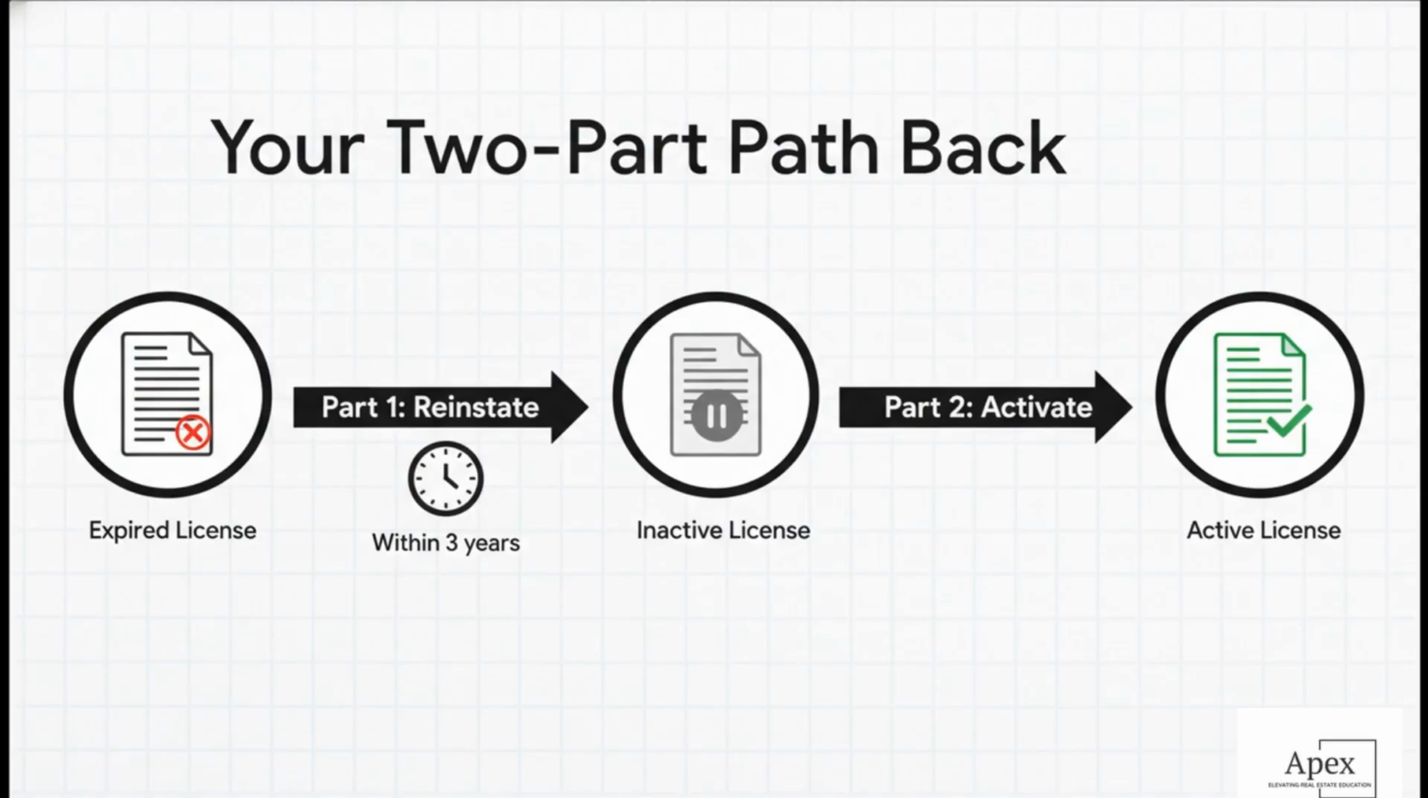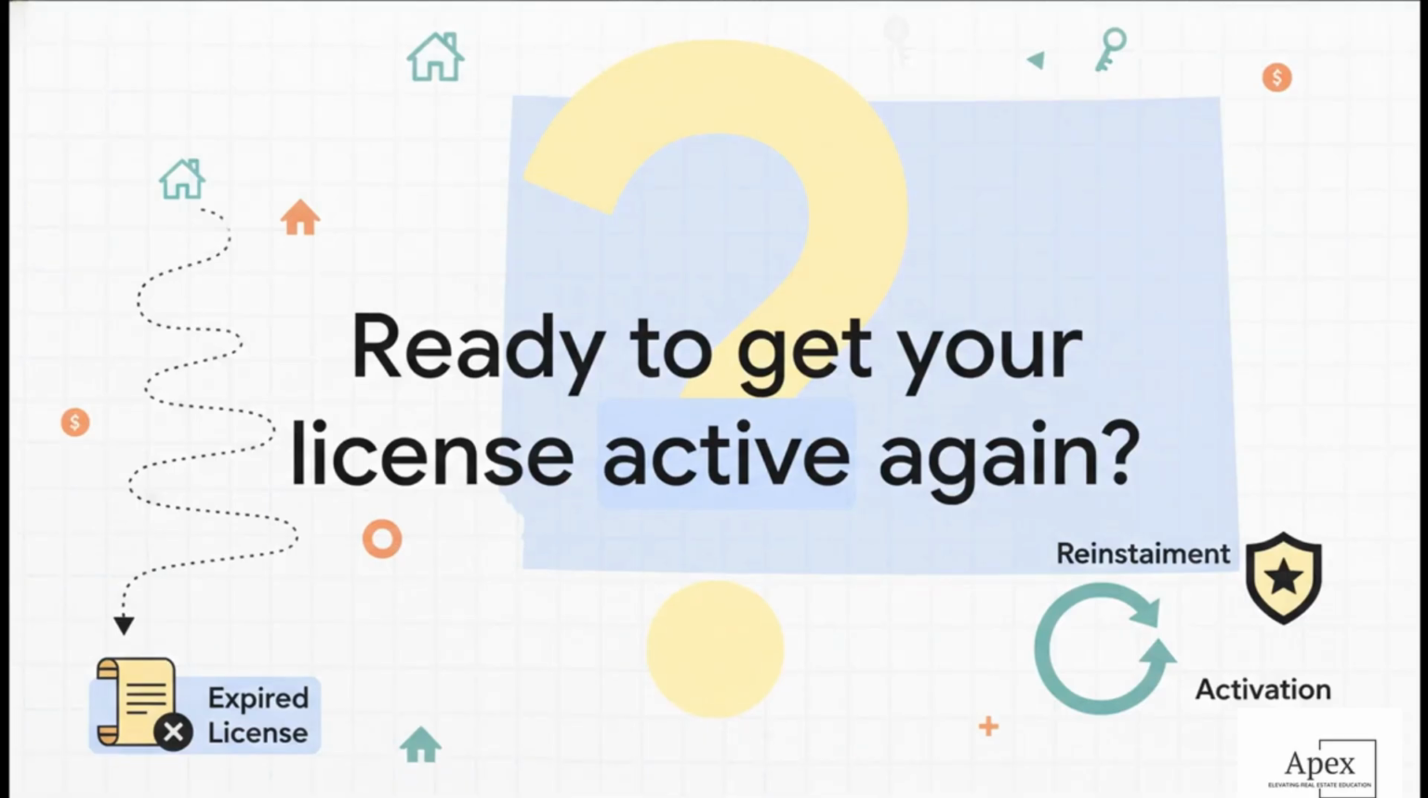Simple as that. And there you have it. That's the complete roadmap from expired all the way back to active. The process has some very specific rules, but it's totally manageable. By focusing on these 2 key steps, first reinstatement, then activation, you now have exactly what you need to know to get your real estate career right back on track.